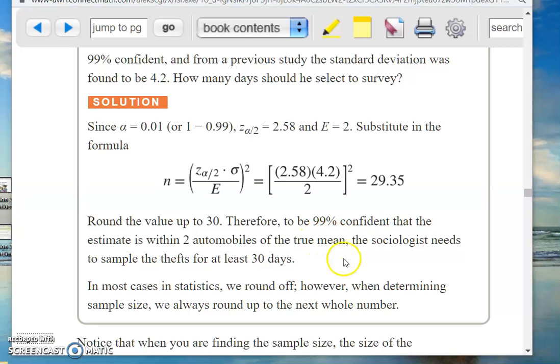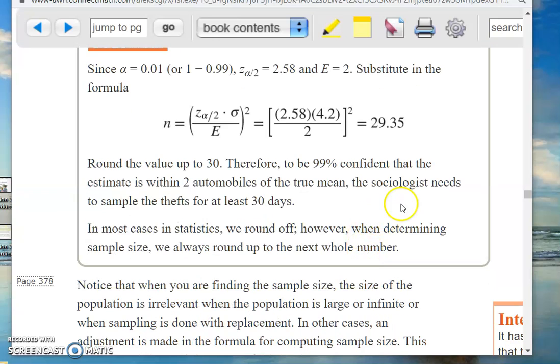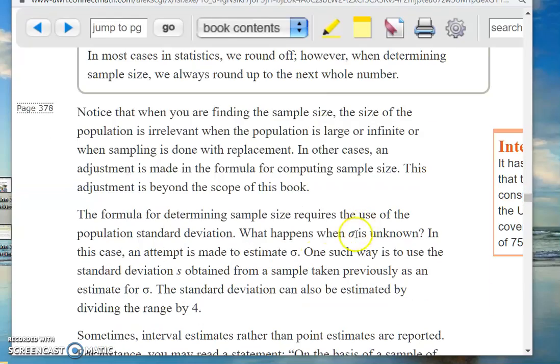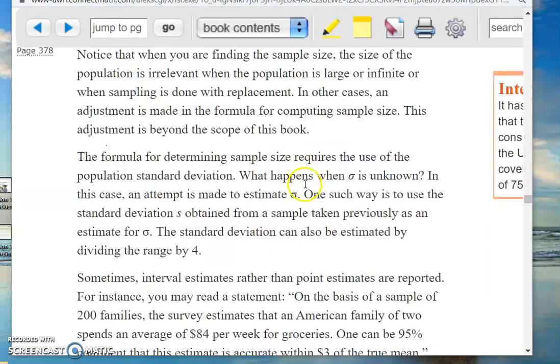Therefore, to be 99% confident that the estimate is within 2 automobiles of the true mean, the true mu, the sociologist needs to sample the thefts for at least 30 days. Okay. I hope that makes that clear. It's just a way of deciding how big of a sample size we need in order to make the formulas work. I don't think that this adds anything new here.